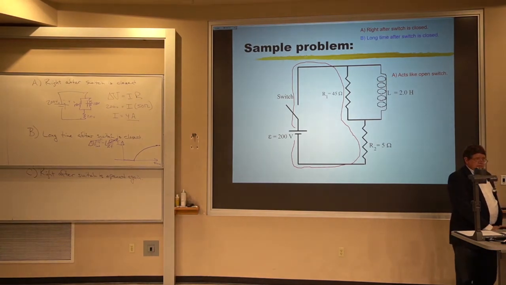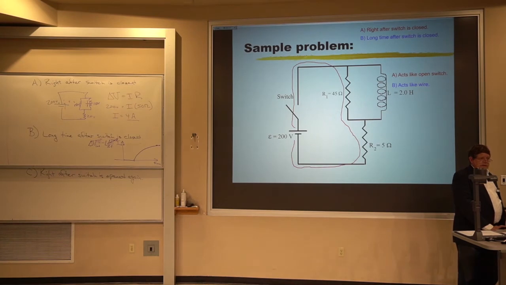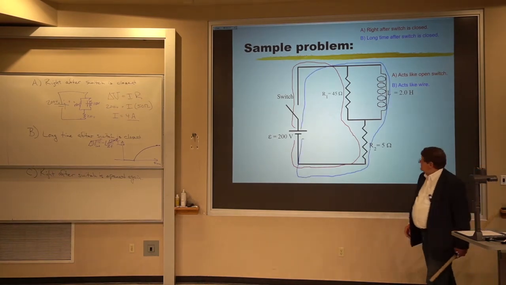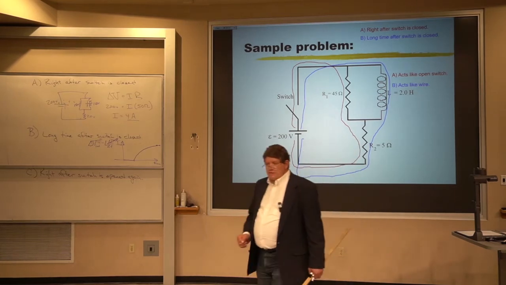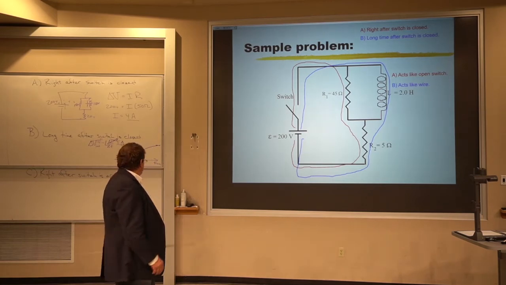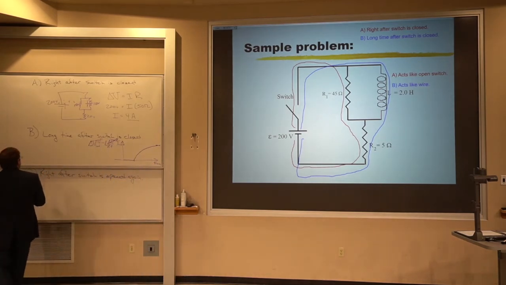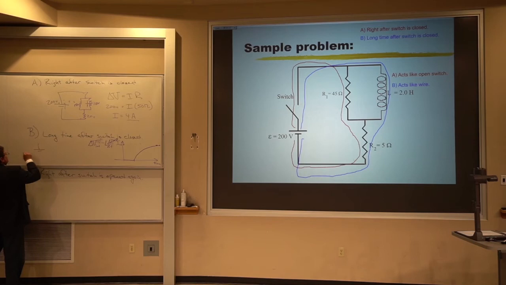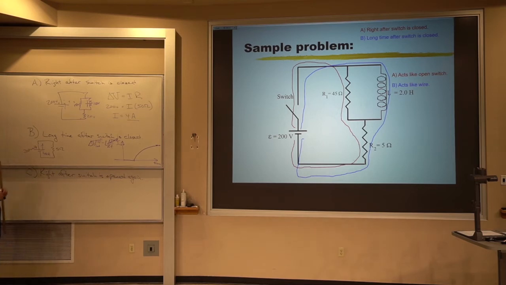So a long time after the switch is closed, it acts like a wire, and that means R1 is shorted out. If I have a wire from one side of R1 to the other side, no current's going to choose to go through R1. And so now my circuit looks like this. Now I've got 200 volts pushing current through 5 ohms. Well, if I use V equals IR, that's going to give me a current through the battery of 40 amps.